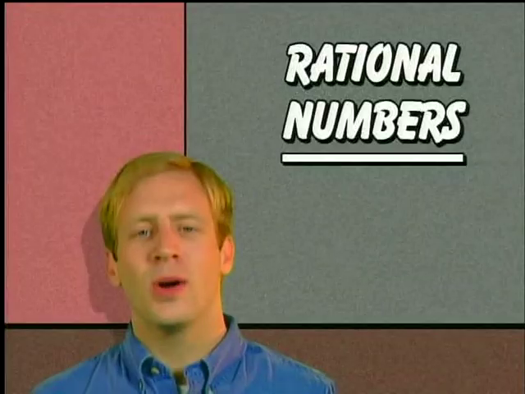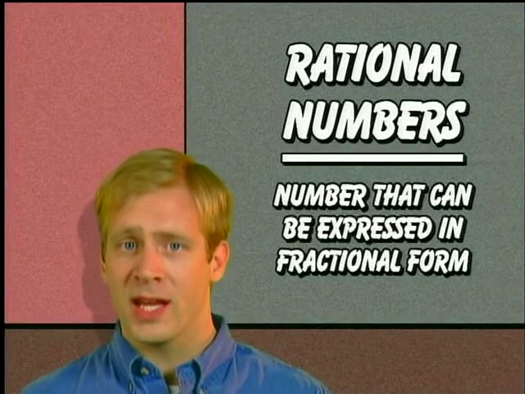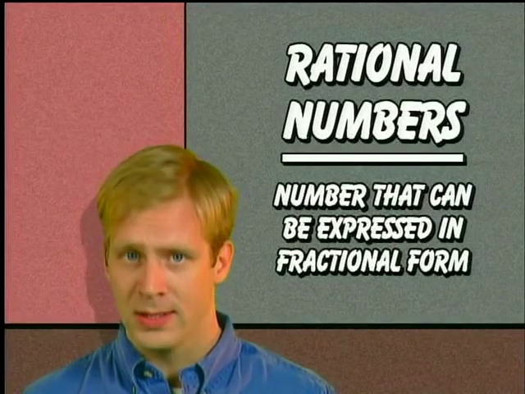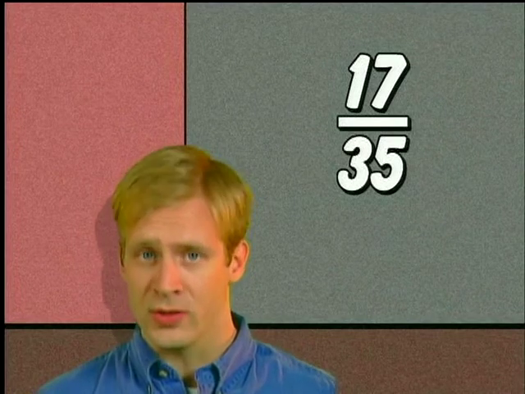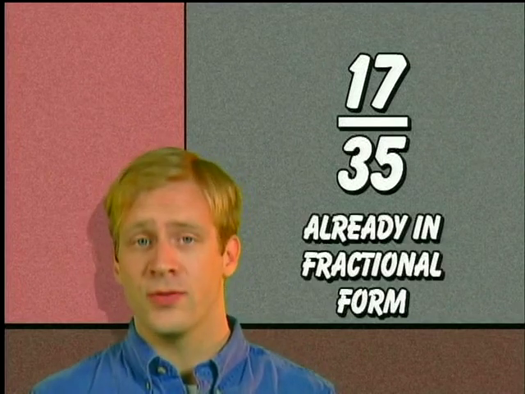What's that? Well, a rational number is just a number that can be expressed in fractional form. 5 is a rational number because it can be expressed as 5 over 1. 17/35 is also a rational number because it's already in fractional form. And now that we know what rational numbers are, the time has come for us to explore new lands. Just like we have rational people and rational numbers in this world, we've also got irrational ones.